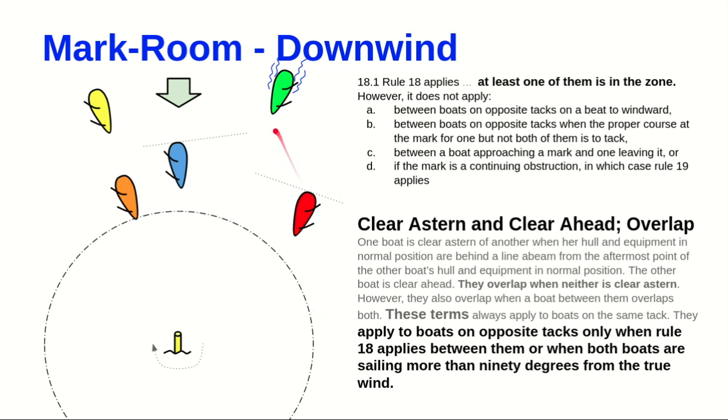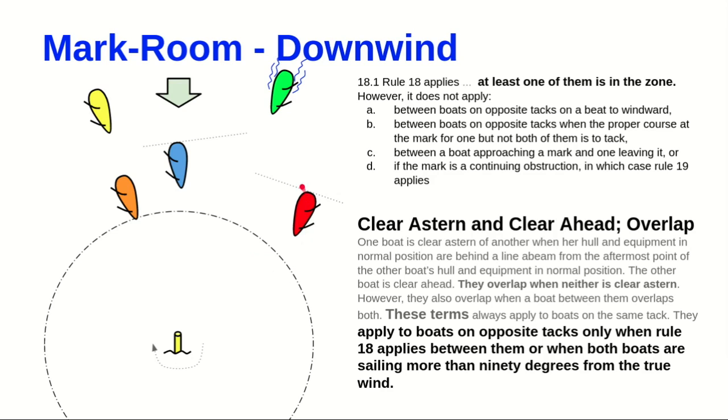So in this situation, it's good to remember the definition of overlap. These terms apply to boats on opposite tacks only when Rule 18 applies between them, or when both boats are sailing more than 90 degrees from the true wind. So in this case, 18 is probably going to apply between these boats, and they're all sailing more than 90 degrees. So we can look at the overlaps between them.